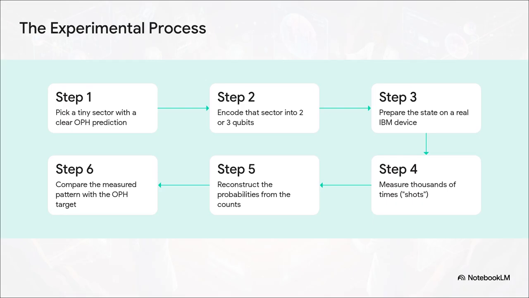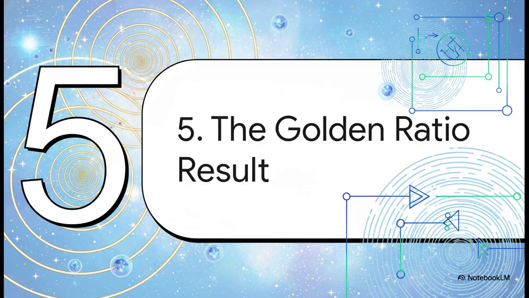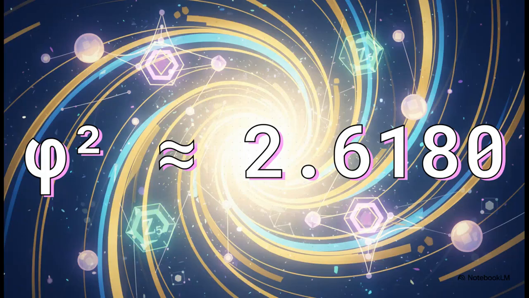And then comes the final, simple step. Do the results from the hardware show the fingerprint that the theory predicted? And this is the moment of truth. What actually happens when you hit run? Do the patterns you measure on real, noisy, imperfect quantum hardware actually match this pristine mathematical idea from the OPH blueprint?